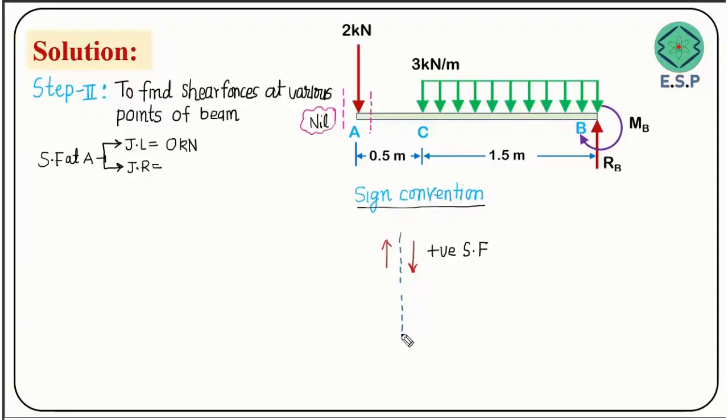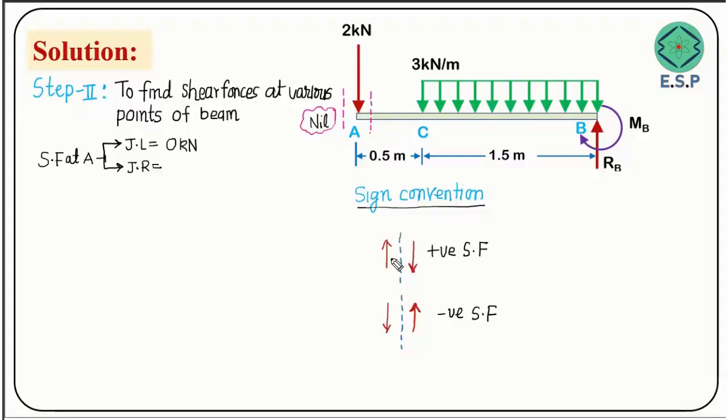Now the next case. We have this sectional plane, and if the force is acting downward on the left hand side of this plane, or upward on the right hand side of this plane, these two cases are taken as negative. They are negative shear forces. Please remember, this sign convention is a very important point.